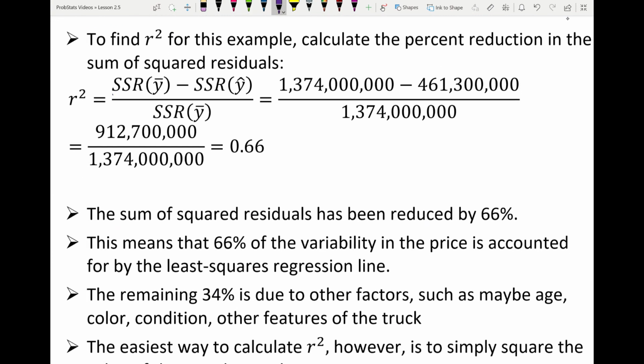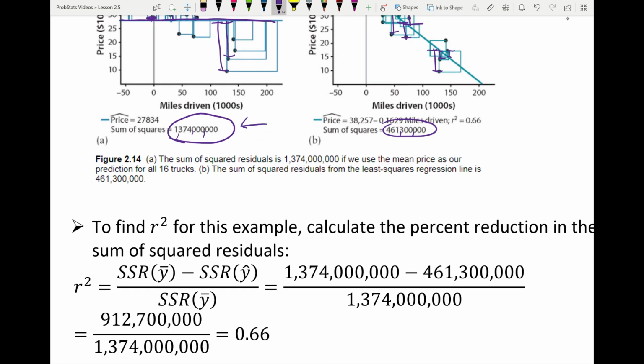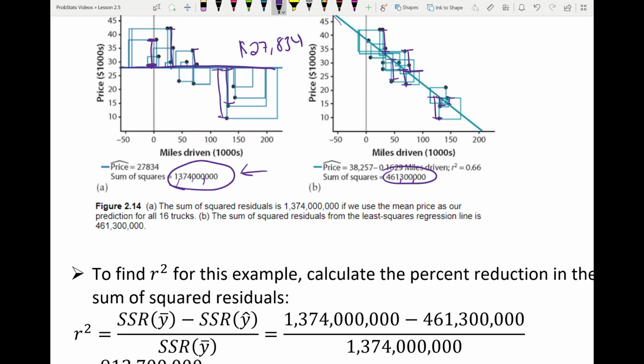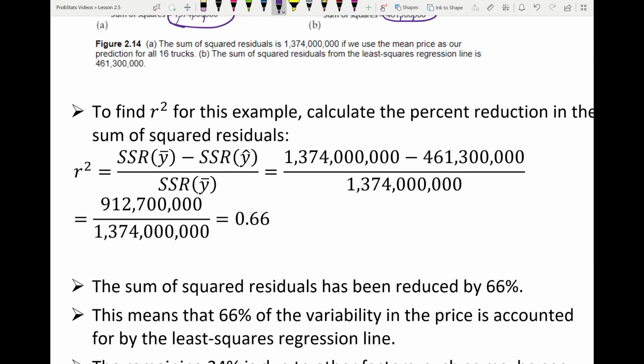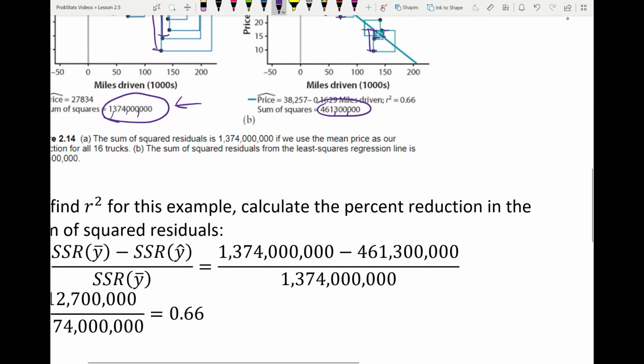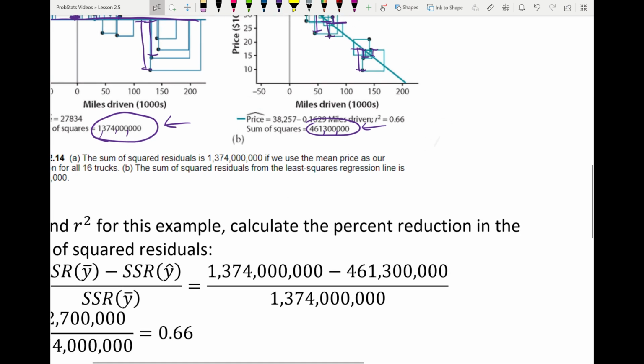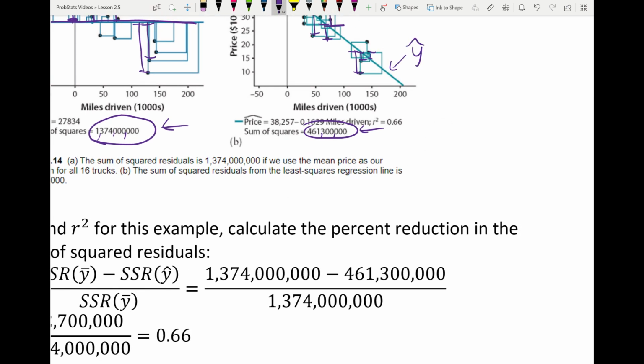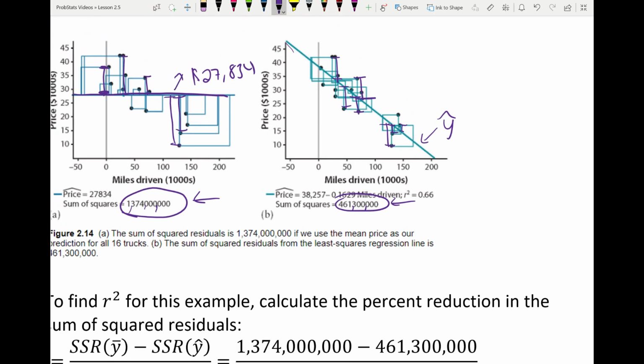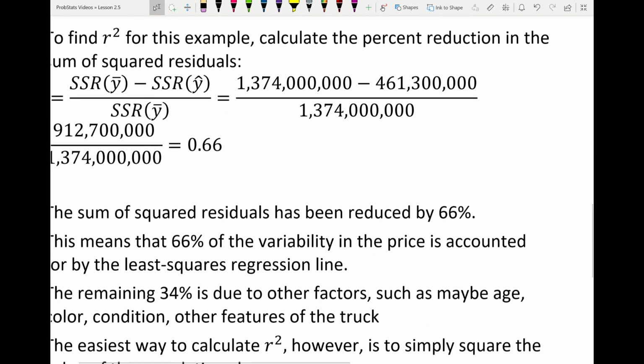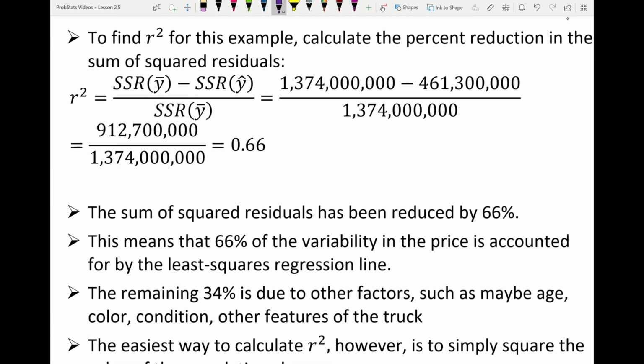So SSR stands for sum of squared residuals. So we take the sum of the squared residuals for our Y bar, that's this guy right here, when we use the Y bar to make a prediction, which is the billion number, minus the sum of the squares for the Y hat. Remember that this is our Y hat, and this here was our Y bar. Subtract those, and then we divide it by the original sum of squares of Y bar, and we get 0.66 for our coefficient of determination.